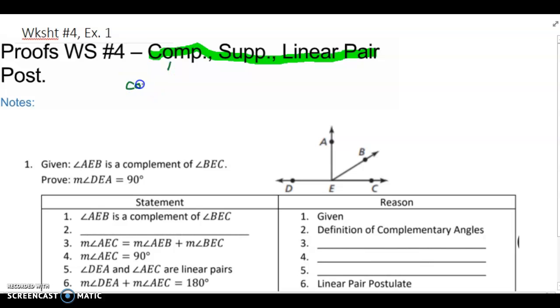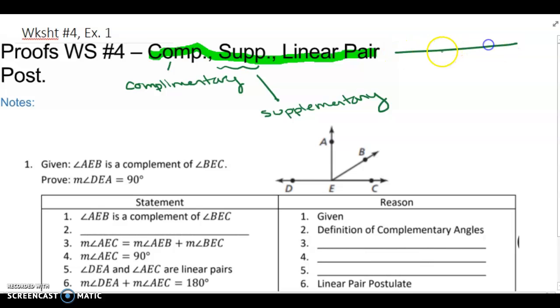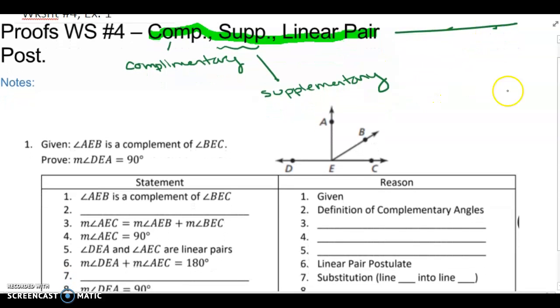So comp is complementary. Most of you probably already know this. Sup is supplementary. And remember, linear pair is just two angles, so like angle 1 and angle 2, that are side by side that together form a line.